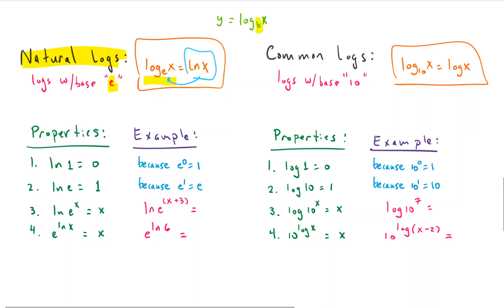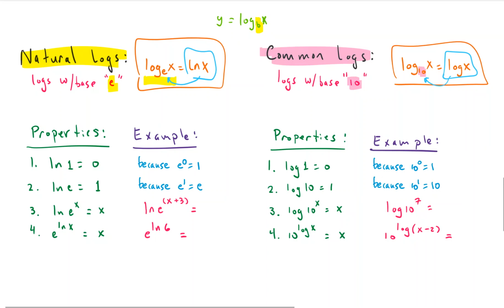The second type of super common log is actually called the common log. The common log is base 10. So instead of having a base 10 there, they just don't write anything. They just say log of x. If you see log of x, L-O-G, then you can assume that it's the common log and it's base 10.